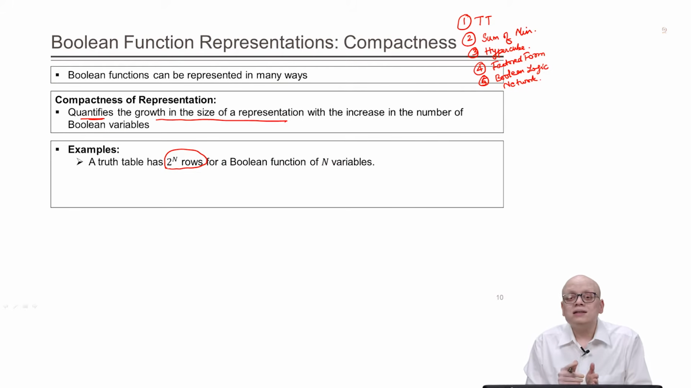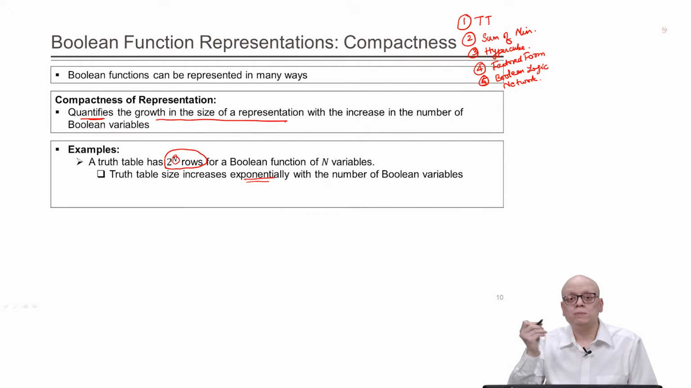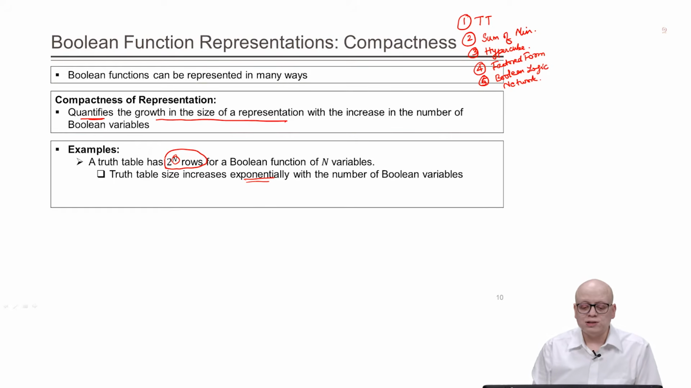Now, as we increase n, the size will grow, and this size will actually grow exponentially for a truth table. Why? Because n is in the exponent, 2 to the power n. So, truth table size increases exponentially with the number of Boolean variables, and therefore, we can say that the truth table is not a compact representation. Its size is simply growing exponentially as the number of variables is increasing.